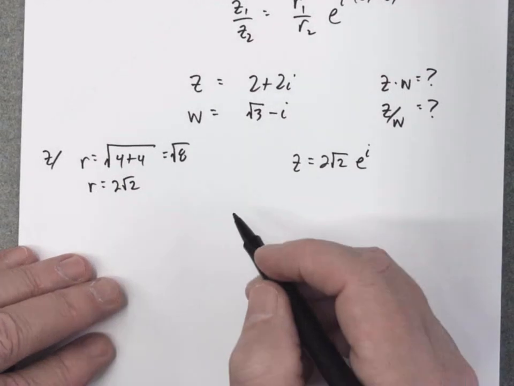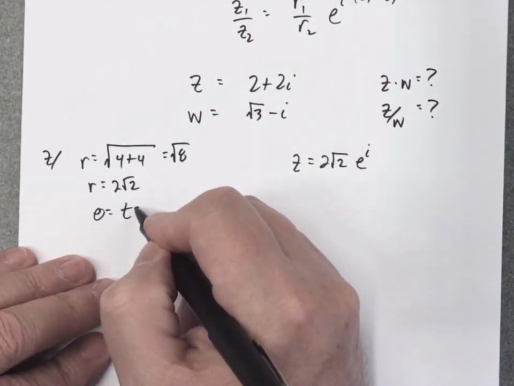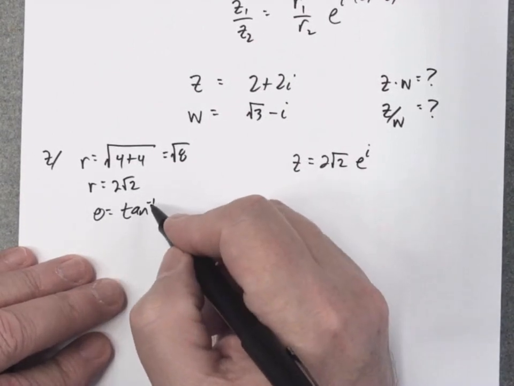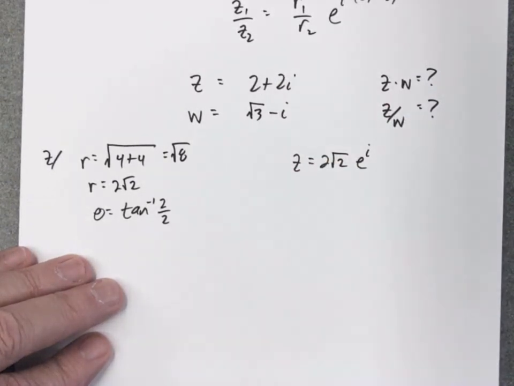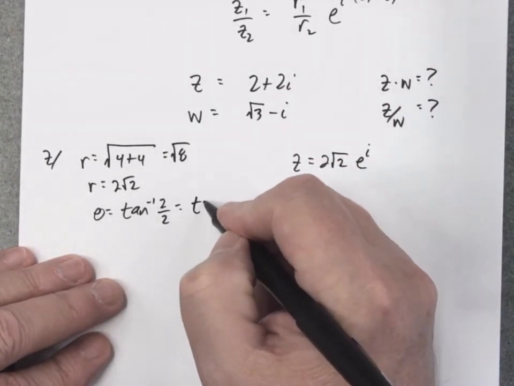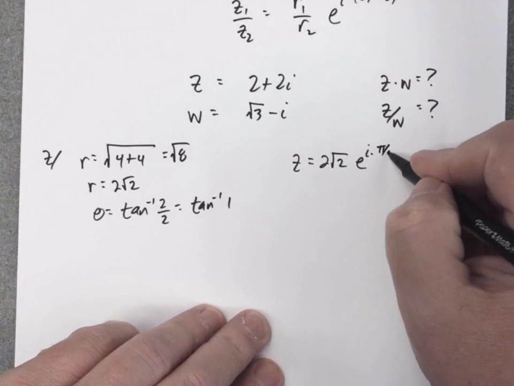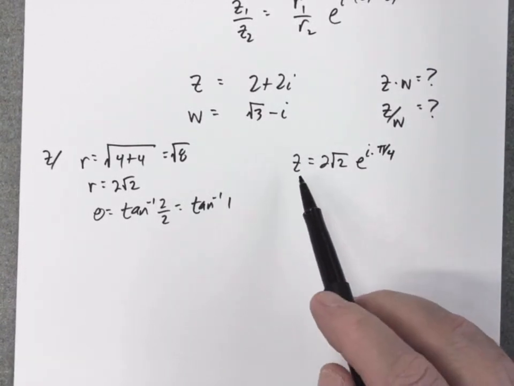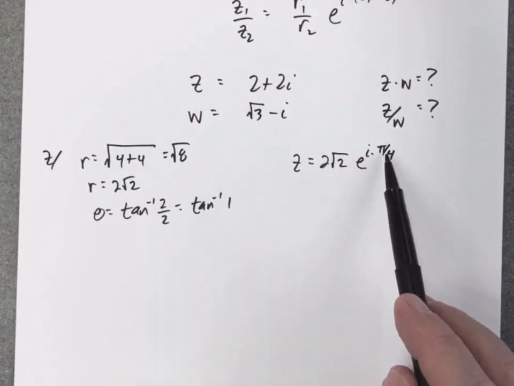Now, let's go find the angle. This one we've done before: y over x, 2 over 2. This is obviously in the first quadrant. What's the angle where the tangent is going to be 1? Well, that's where sine and cosine are the same, and that happens at pi over 4. So in exponential form, this complex number z is 2 square root of 2 times e to the i times pi over 4.